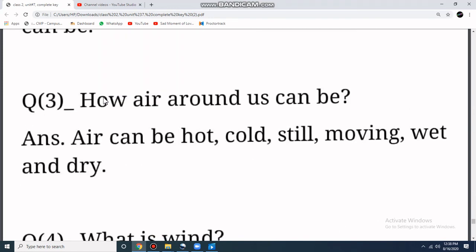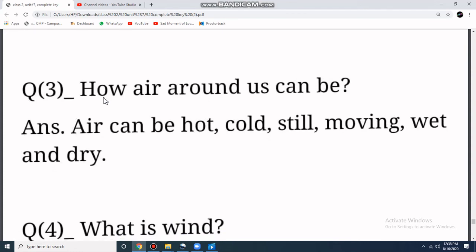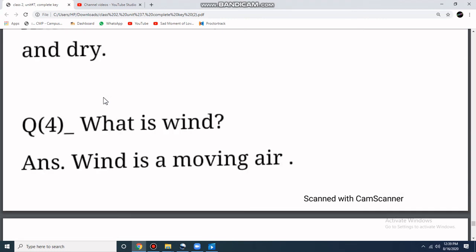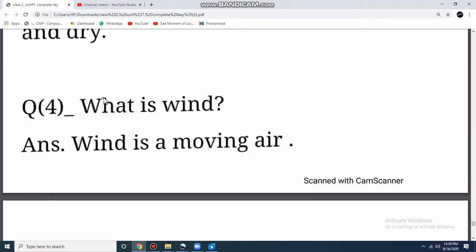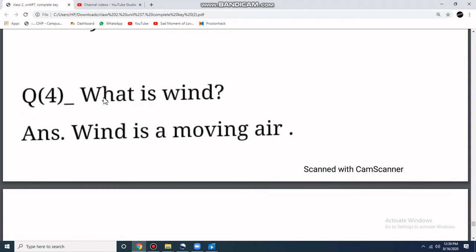How can air around us be? Air can be hot, cold, still, moving, wet and dry. So these are 6 words. Then you can complete your answer. The opposite of hot is cold, the opposite of still is moving, and the opposite of wet is dry. So you can easily memorize it. If you memorize hot, you automatically know cold, and still and moving, wet and dry. Okay. What is wind? Wind is moving air.